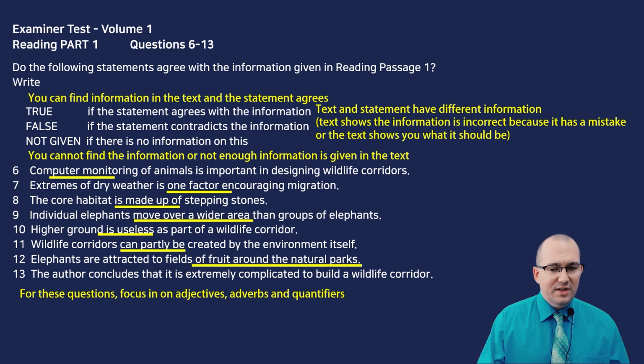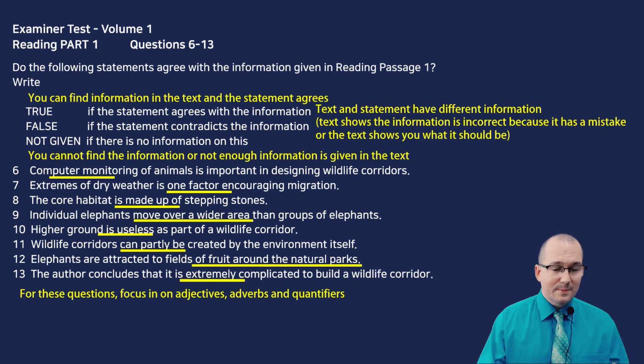Elephants are attracted to fields of fruit around the natural parks, so you would need to find a specific sentence that focuses on fruit. For example, if they say apples, well, that's a fruit, right? So you've got to find evidence that they are talking or writing about fruit in this text.